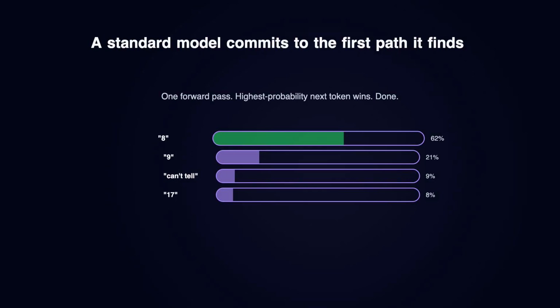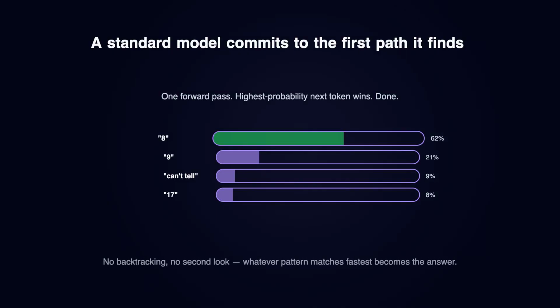It makes one forward pass through the network, ranks a handful of candidate next tokens by probability, and picks the winner. 8 simply looked more likely than 9 because the surface pattern, 17 minus 9, matched something it had seen 1,000 times before. There's no backtracking and no second look. Whatever pattern matches fastest becomes the answer.